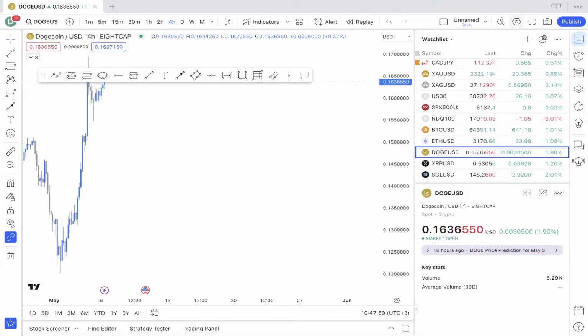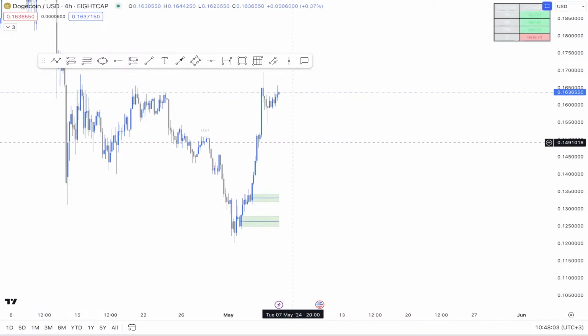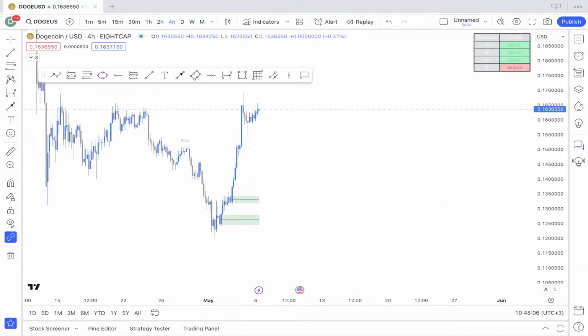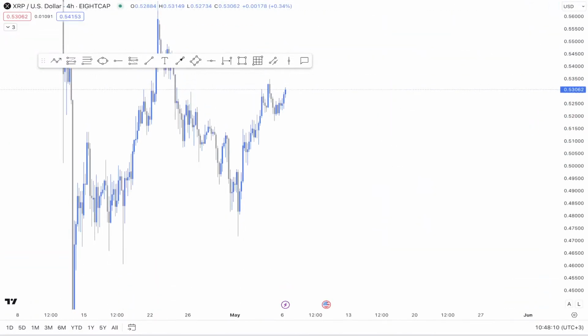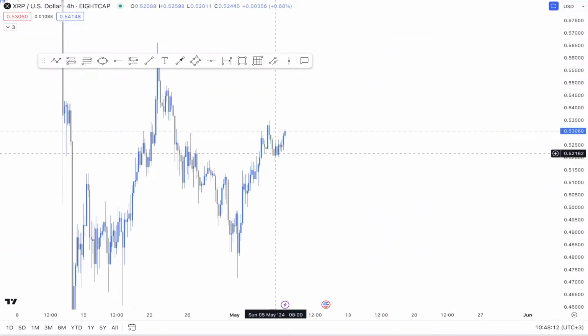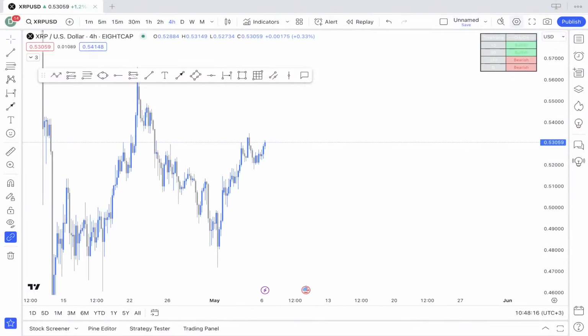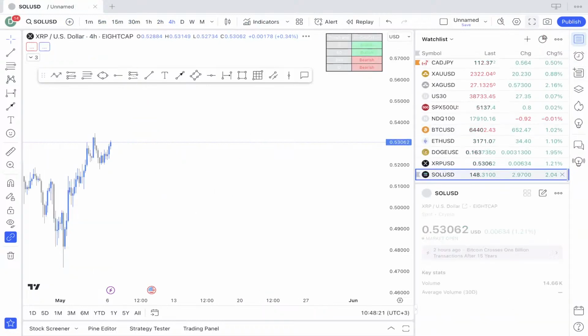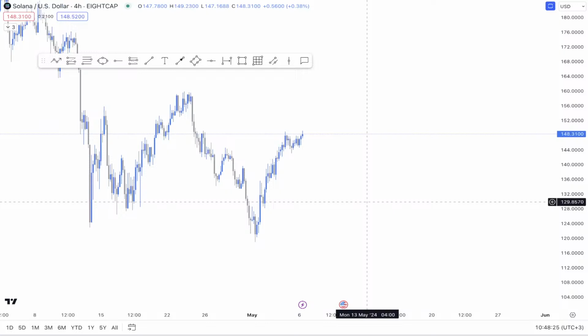On Dogecoin, same as on Bitcoin, price looks very bullish, but currently I wasn't able to identify a range. I think it's the same exact story on XRP and Solana as well, but let's just double check. Yep, same story on XRP. And lastly, let's see if we have the same story on Solana as well. And the answer to that is yes.